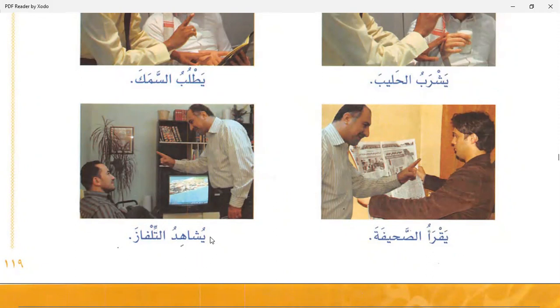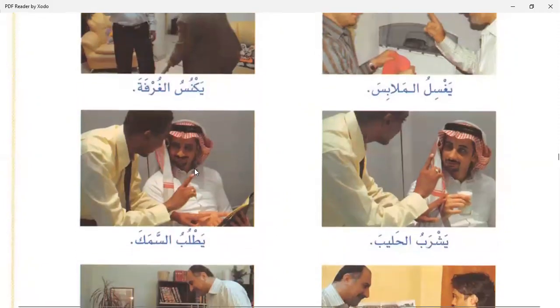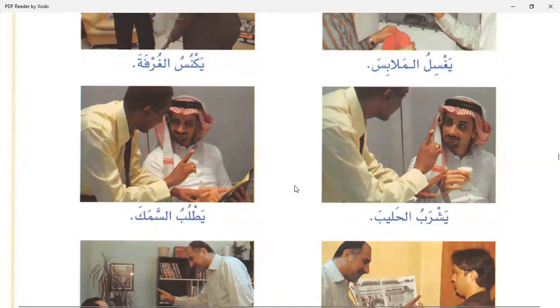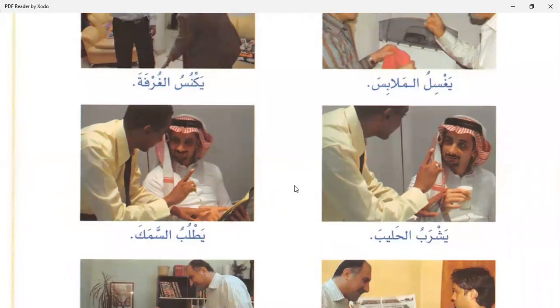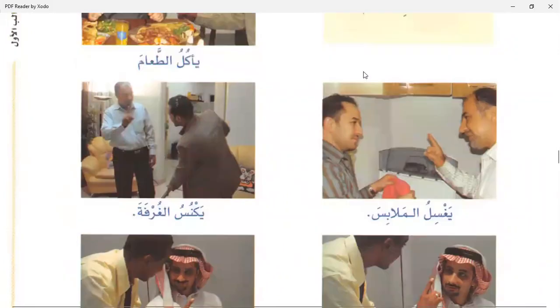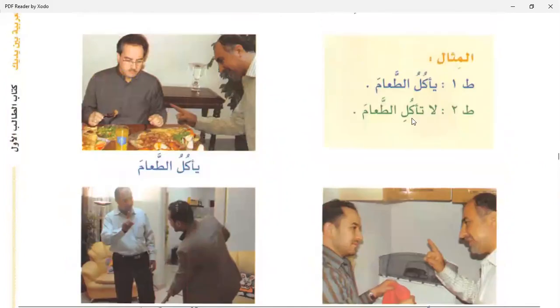Here I have said that after the addition of la nahiya, the preventing la, the dhamma changes into sukoon. But in the example we see kasra. The reason is this: whenever we have sukoon with alif lam, we pronounce kasra. So that's the reason why they have written kasra here.